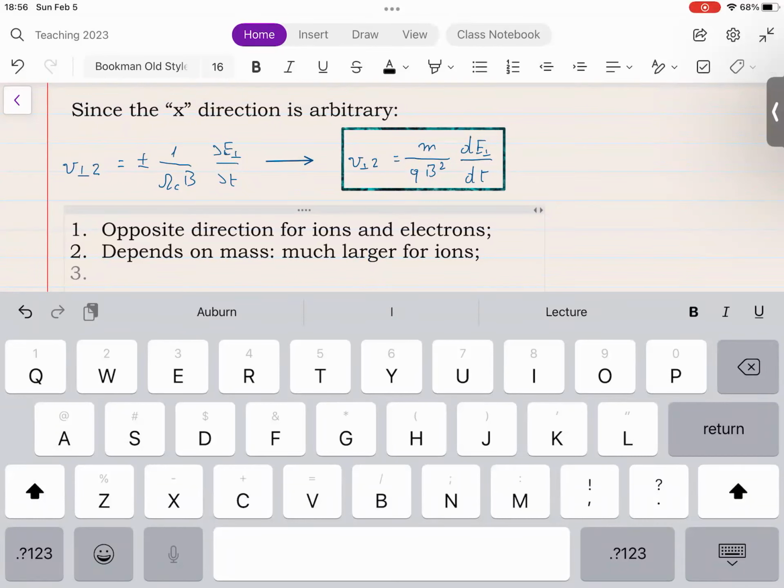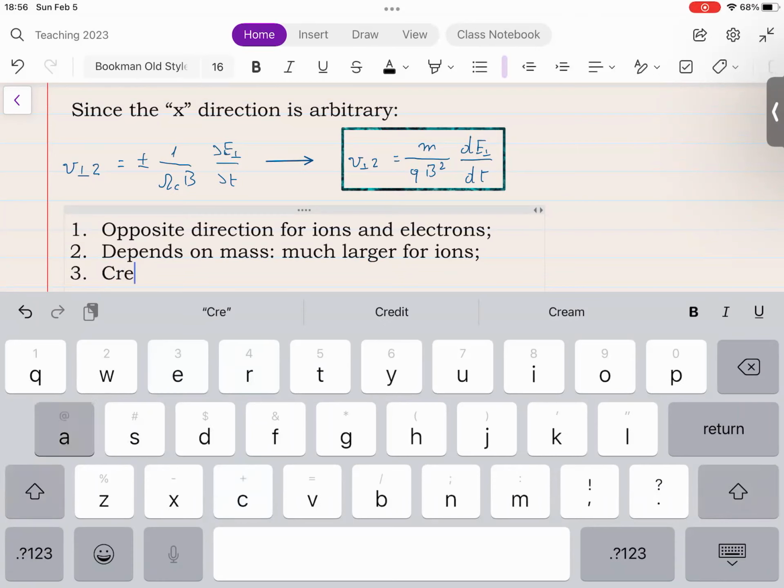Thirdly, as a consequence of point one, this is going to create a current, which, with some imagination, or maybe not so much, we are going to call the polarization current.